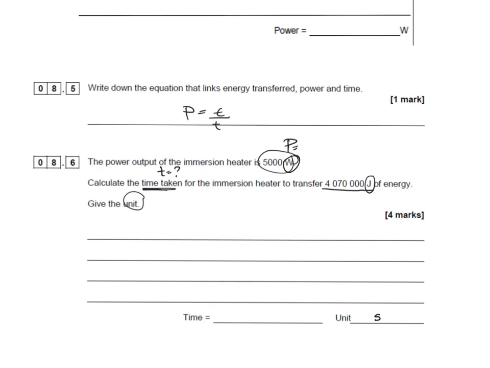But I do know that power is energy over time, and I need to rearrange to make time the subject. Now time is at the bottom, so I need to bring it up to the top first and then make it the subject of the formula. So since I'm dividing by t, I'll multiply both sides by t. T divided by t is 1. So now I need to get rid of power from next to it. Divide both sides by power.